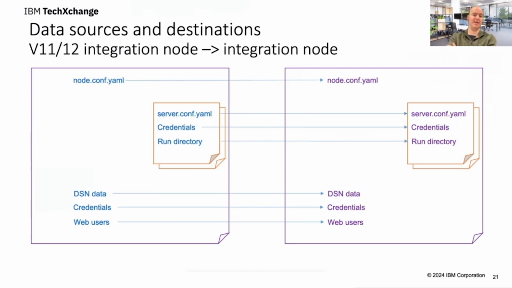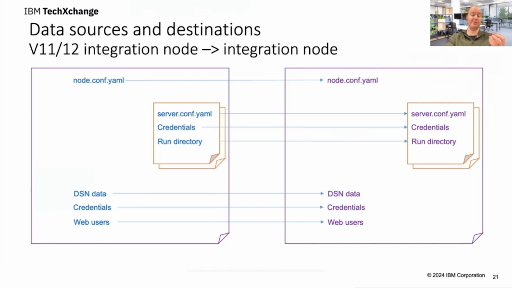So you can see all those familiar concepts you have under an integration node. You've got the node conf YAML, you've got server conf YAMLs inside each server, you've got a run directory in that server, credentials, web users, DSN, palms data, and basically all that stuff gets copied across to the integration node at version 13. It's like a straight migration for all this stuff.